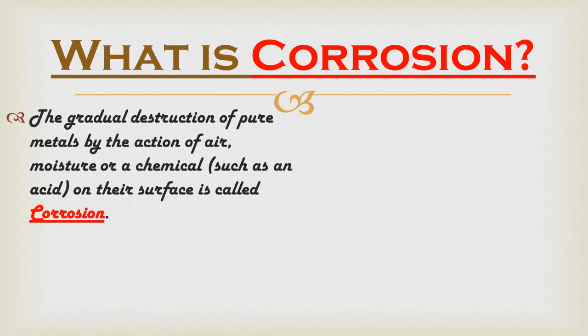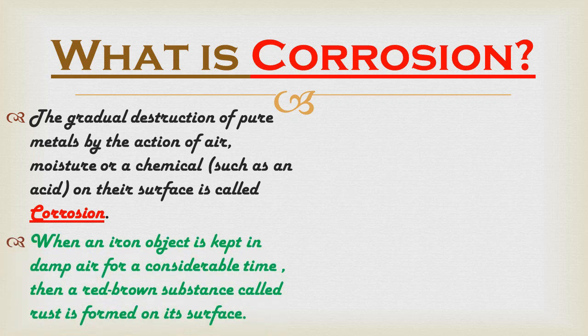Before that, let's first study what is meant by corrosion. So students, what is corrosion? The gradual destruction of pure metals by the action of air, moisture or a chemical such as acids on their surface is called corrosion. That means when a metal reacts with air, moisture or any chemical substance, destruction of the metal takes place, and this process is called corrosion. This is a natural process.